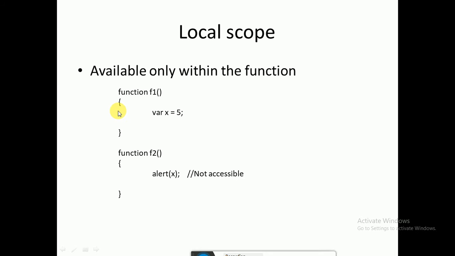But what is a local scope? Local scope is, for example, I am declaring x is 5 in function f1. I cannot access the value of x in the other function.